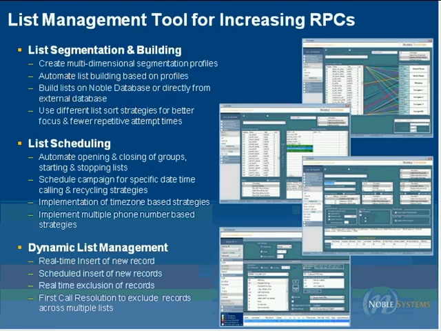Under our list management, this is where you would attach your outbound dialing list to the system. This is where we get into our segmentation or our templates. We can create multi-dimensional segmentation or profiles. We can automate the list building based on profiles, build lists on the Noble database or directly from external databases, and then use different list sort strategies for better focus and fewer repetitive attempt times.